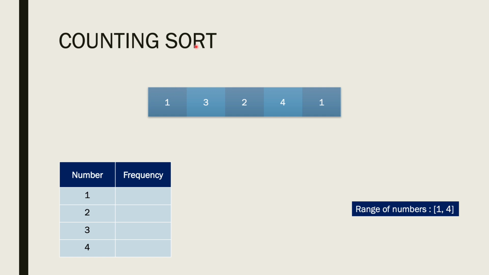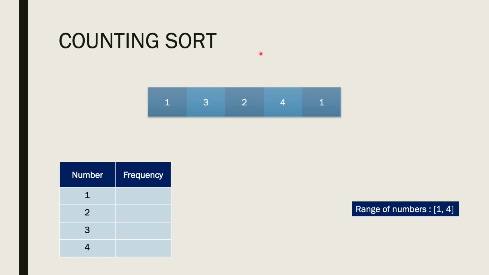When you do sorting using merge sort or, let's say, quick sort, our time complexity is big O of n log n. Now when we say counting sort, our time complexity is big O of n. And now we'll see how we perform counting sort.